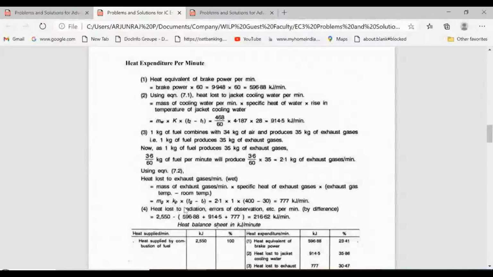Okay. Now we need to calculate the mass flow rate of the gas. Okay, this is very much challenging now. Challenging in the sense that in the last problem, it is air plus fuel into the mass flow rate of the fuel. But here you see what they have given. We are going to get 2.1 as the mass of the exhaust gas per minute. How are we going to get 2.1?